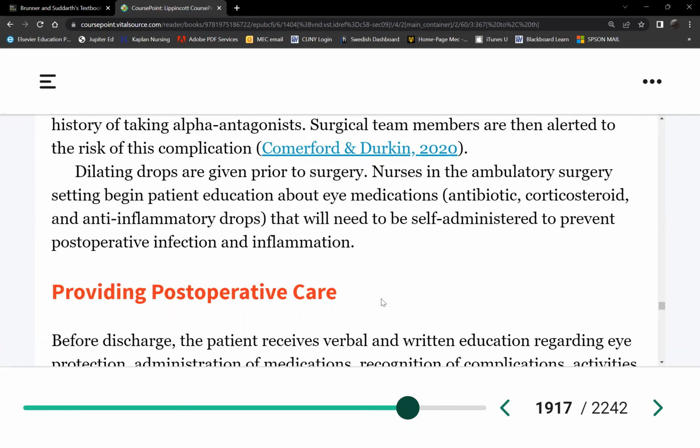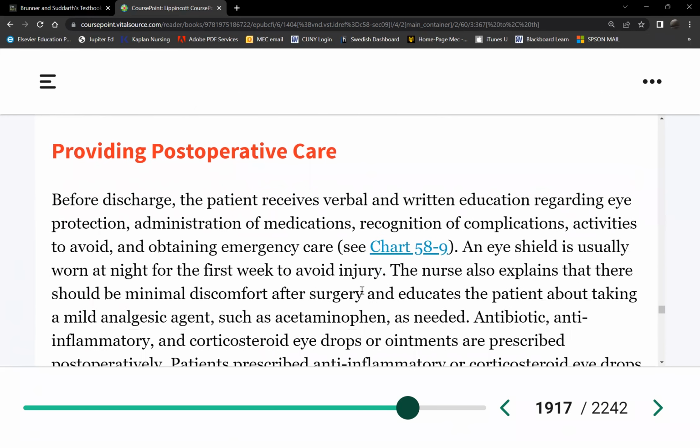So the importance of how can you protect the eyeball? Because when you're sleeping, what are you gonna do? Do you have control over your actions when you're asleep? So what will they be wearing? Not even mittens, because a mitten can still rub the eye, right? So there will be goggles, okay? Eye goggles, okay, to protect the eyeball. Let's go to the post-op care, it will be mentioned then.